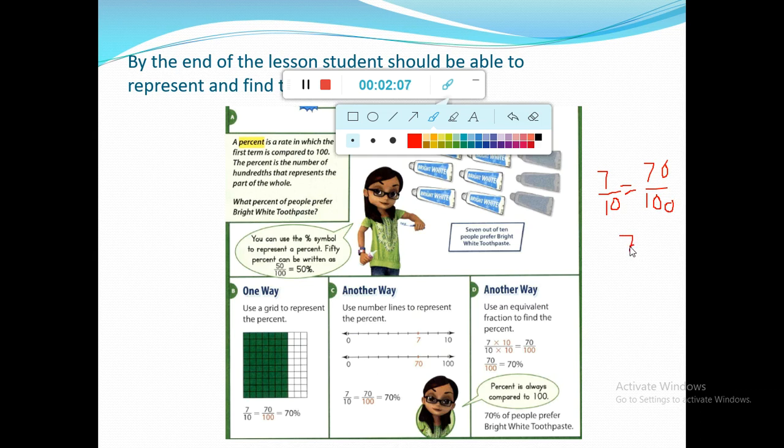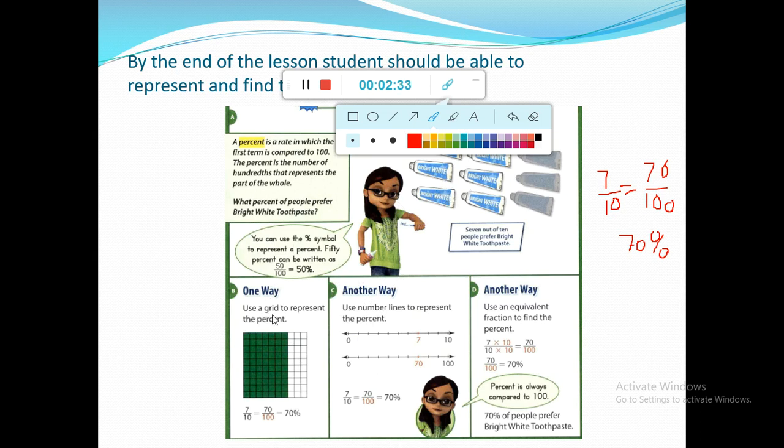So when it is out of 10, it's easy. When it's out of 10, it's easy to change it to 100 because 10 is a factor of 100. That's the same for 4 and 5 and 2. Now I'm going to show you guys how we find 70%, which is 7 out of 10.